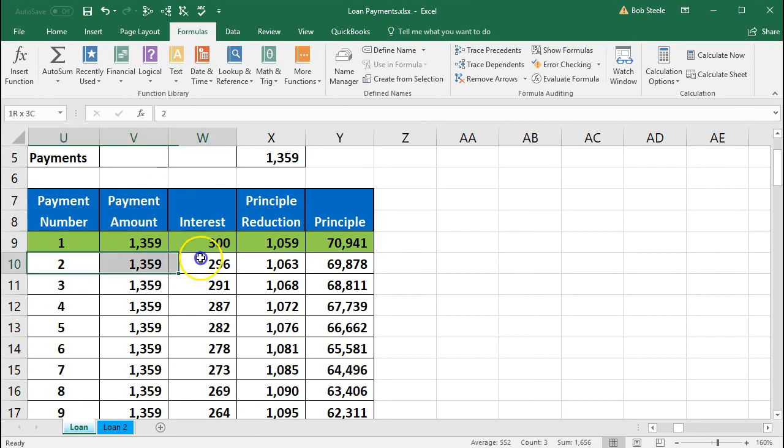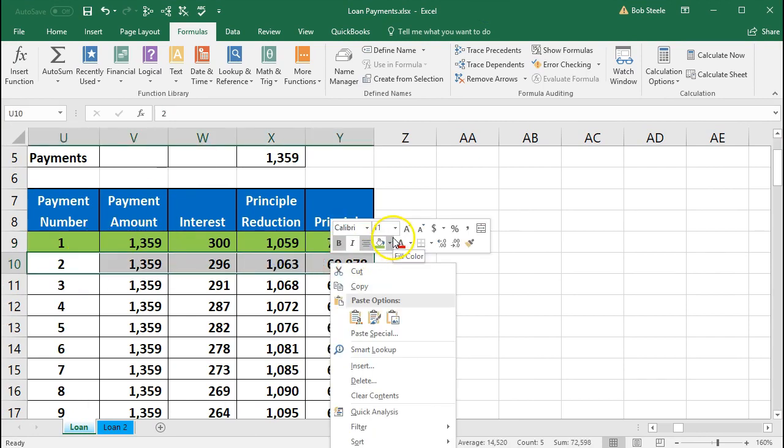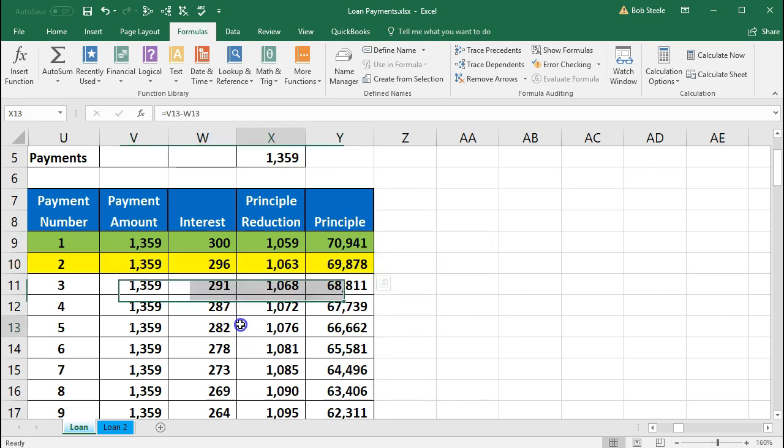So we've done this one, now we're working on this payment. And it's going to be slightly different. So we're going to make this as of the end of the month, February 28th. Same amount, but now the interest will be this, and the principal reduction will be that, leaving us with a principal of that. So let's record the second check.